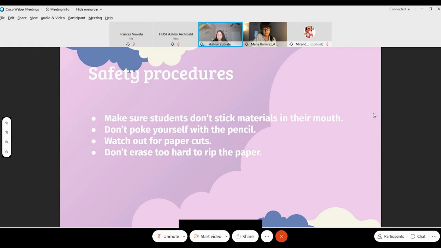Alrighty. So we're going to first go over the safety procedures. Make sure that the students do not stick the materials in their mouth. Do not put any markers or crayons in your mouth. Do not poke yourself with a pencil and watch out for paper cuts. And do not erase too hard that you rip the paper.